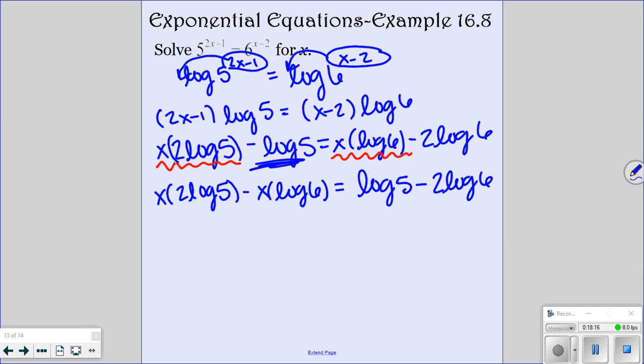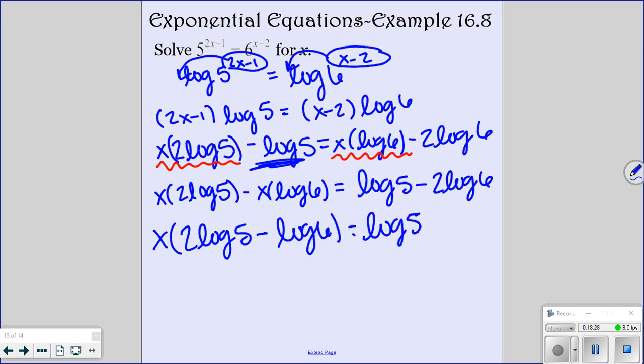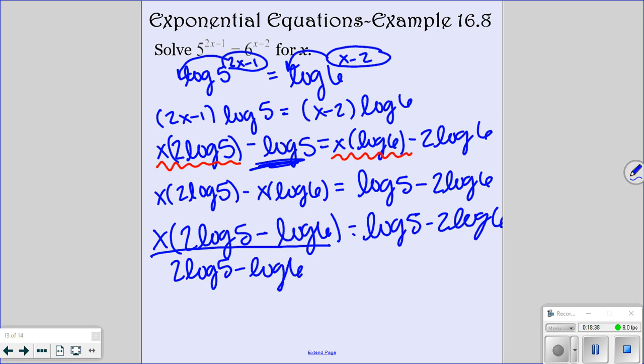From here, both of these terms on the left side have an x, so you can factor it out. And then from there, you're just going to solve for x. So you're going to divide by 2 log 5 minus log 6 on both sides. And so this would be your answer.